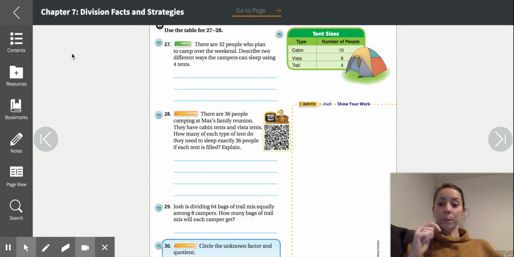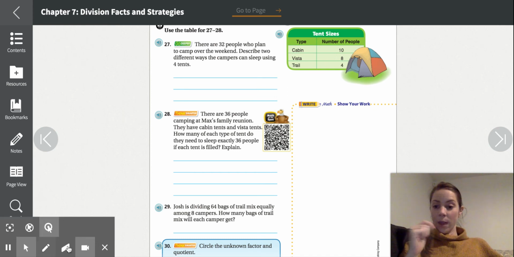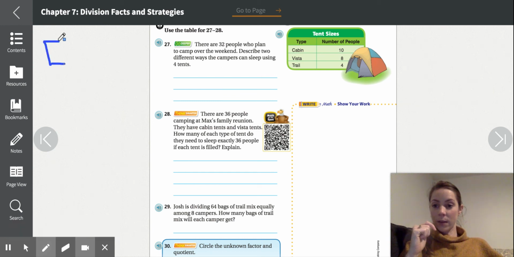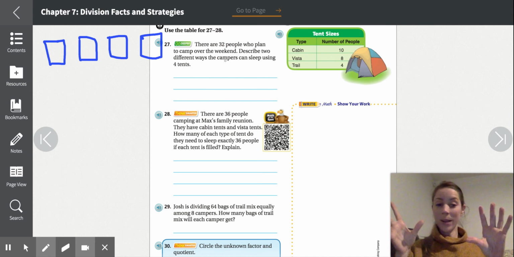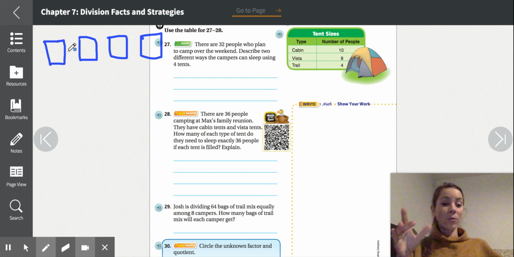Okay, so I know that I have 4 different tents here. They all have some number of people inside of them, and I know that their total has to be 32. Now, the only difference of this problem from all the other problems in our chapter so far is that all the other problems make our groups have to be perfectly equal. But this problem doesn't say that. You don't have to have every tent be the same size and fit the same number of people. So that's the new challenge for you today.